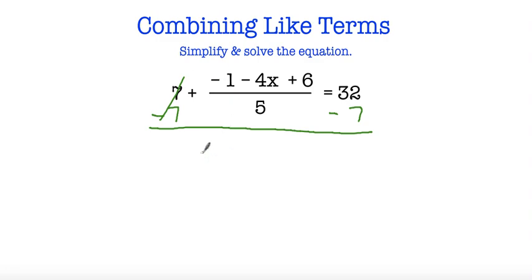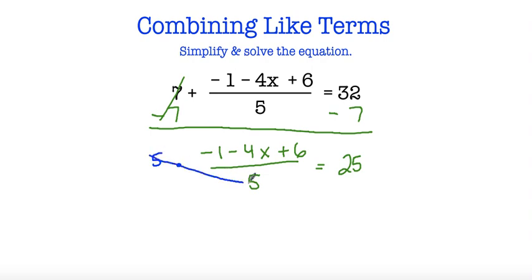And then on the left side, I'm left with negative 1 minus 4x plus 6 over 5 is equal to 32 minus 7, which is 25. And then I could get rid of this being divided by 5 by multiplying both sides by 5. So if I multiply by 5, that cancels out. And then I can multiply this by 5. So I'm left with negative 1 minus 4x plus 6 is equal to 25 times 5, which is 125.